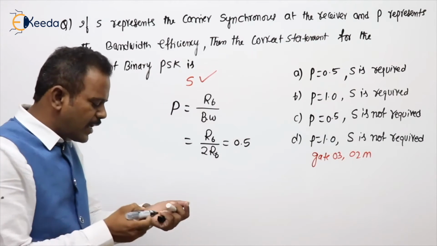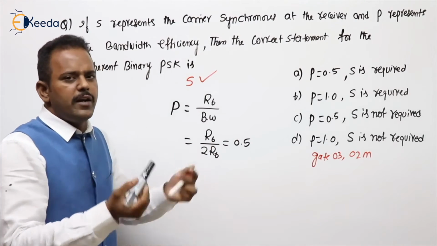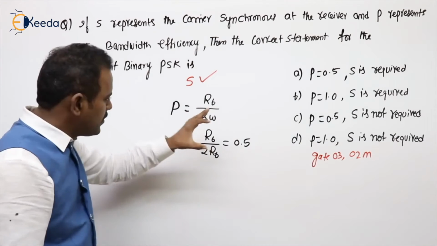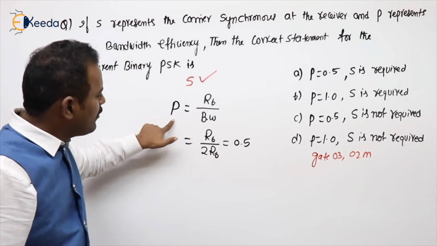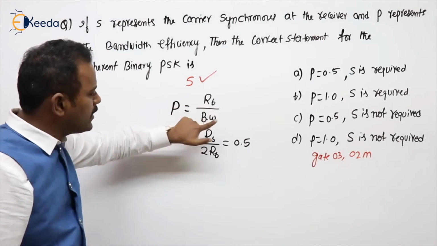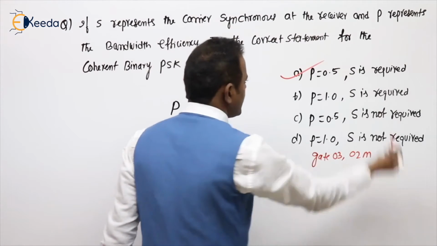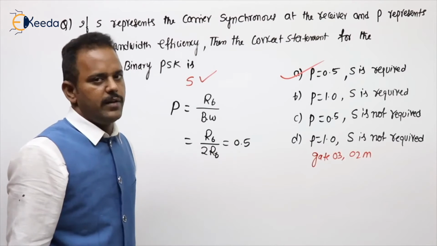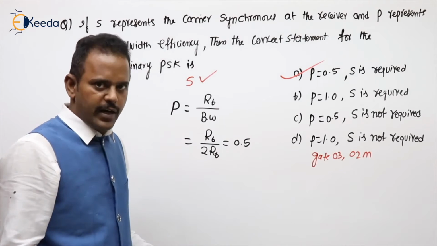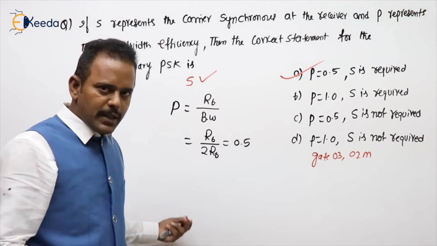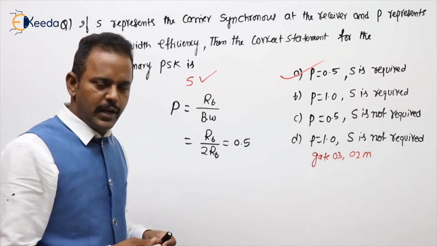Some of the books give different opinions, but my answer will be: bandwidth efficiency means Rb by bandwidth. It will be 0.5. Clear? So the answer is option A. That is the correct one. Maybe different books give different answers, but this is the correct answer in my opinion.